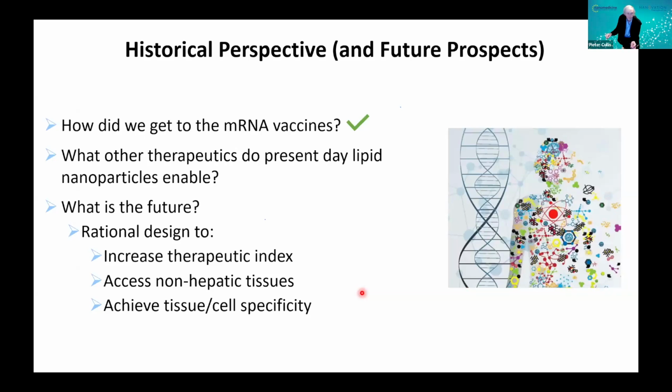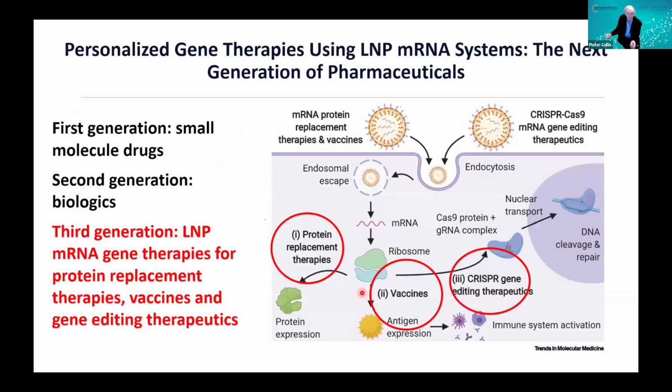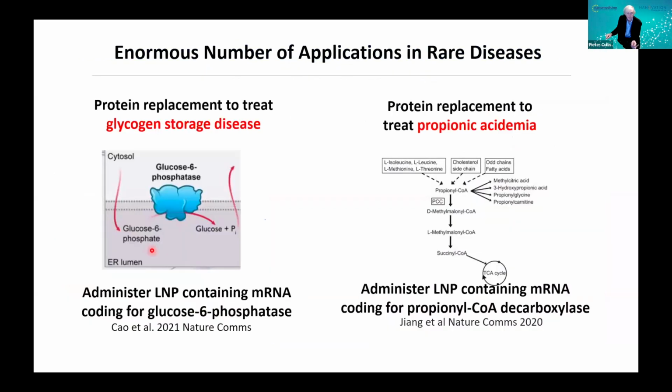Now, I'm just going to sketch through a couple of things here, other therapeutics that the systems we have now are really enabling. And then I'll give a couple of slides on the future prospects, emphasizing some of the rational design possibilities. So I think the approach here, where we're able to do either replacement therapies, vaccines, or gene editing, really constitutes the next generation of pharmaceuticals. It makes a tremendous number of therapeutics possible. And these are now coming into the literature almost every day.